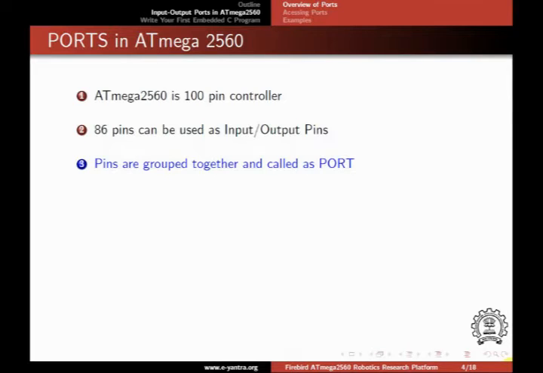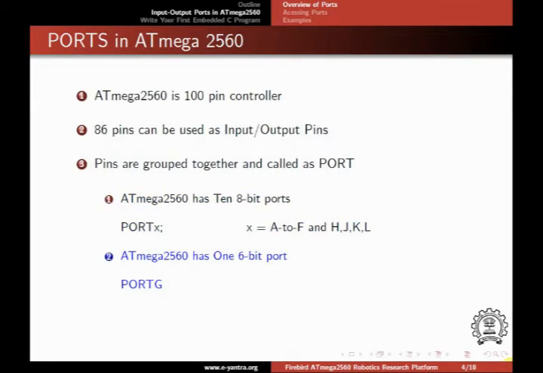In ATmega 2560 we have 10 8-bit ports named as PORTx, where X is the name of the port and X will vary from A to F and H, J, K and L. ATmega 2560 has one 6-bit port which is named as port G. All ports can be configured individually as input or output pin as per the device connected to it. Now let us see how to access the port.